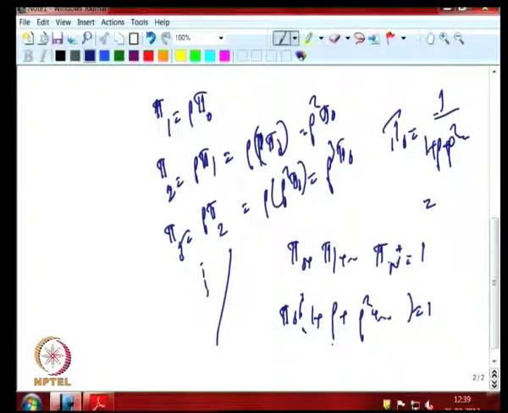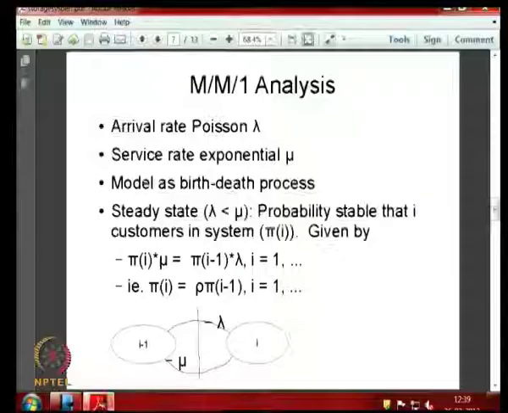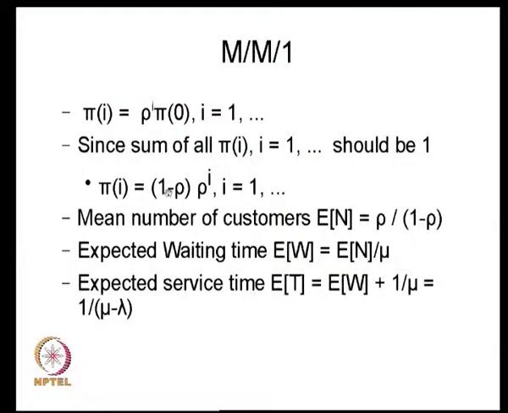Did I make a mistake? Pi 0 times 1 plus rho plus rho square etc. is going to be equal to 1 by 1 minus rho, right. So it is going to be 1 minus rho, okay. That is basically what you get, and therefore pi 0 is 1 minus rho. So pi of I is equal to 1 minus rho times rho to the power of I, okay.